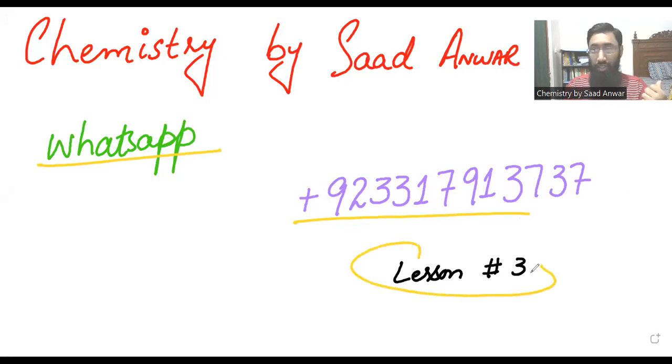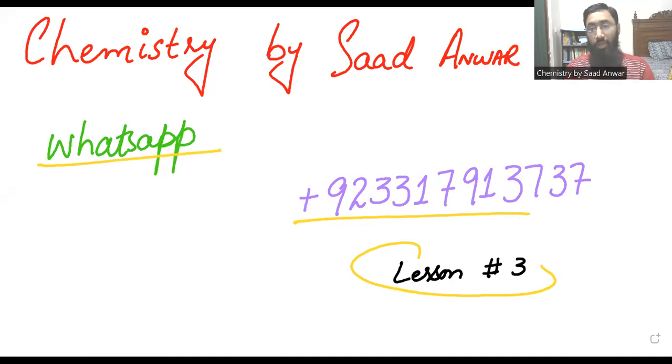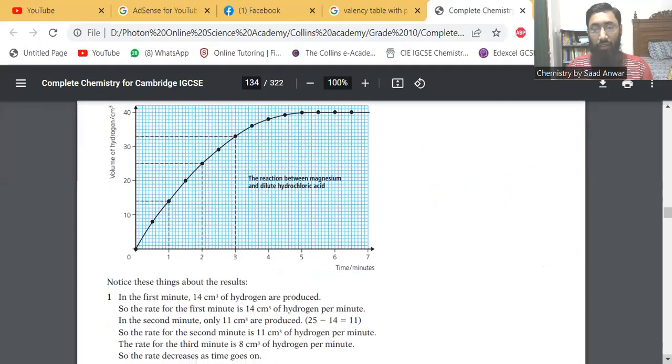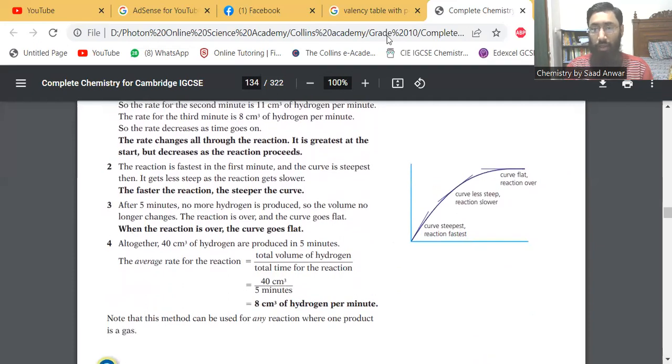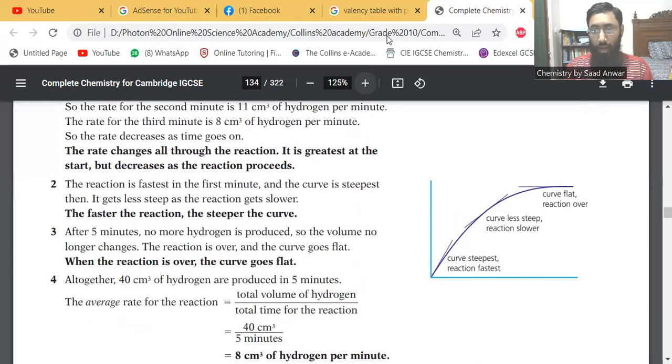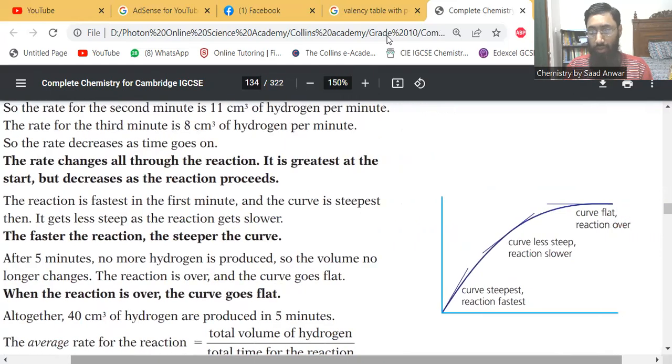And what we were discussing previously, we were talking about speed of reaction. Let's start our topic, speed of reaction. Here is a graph, and I want to explain something from this graph. You guys can see this graph probably.